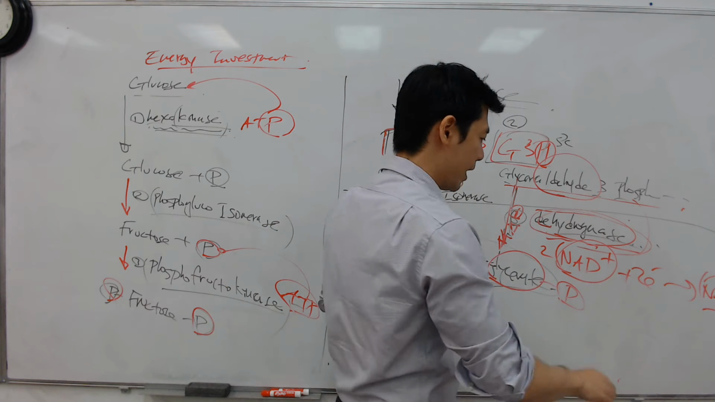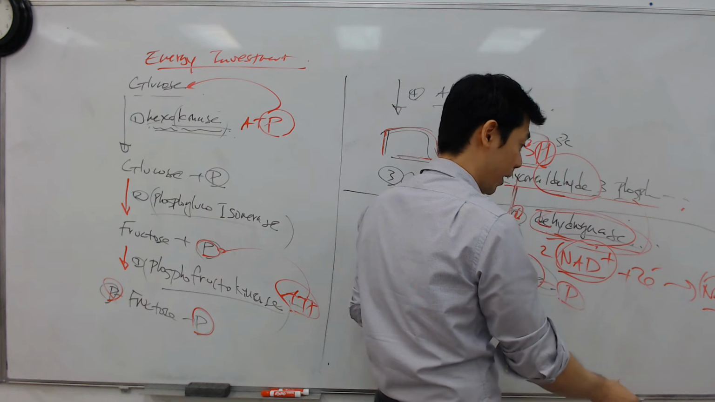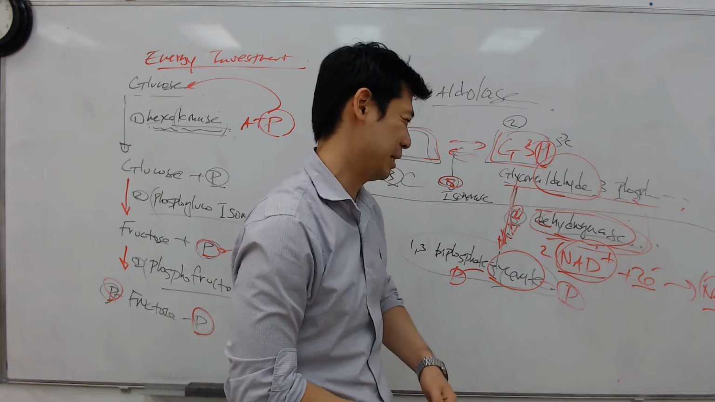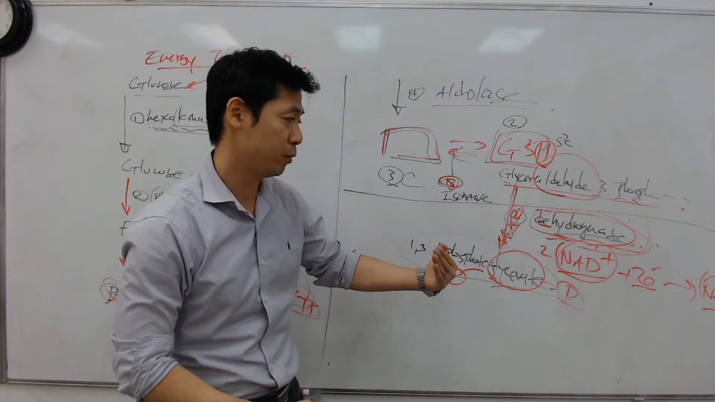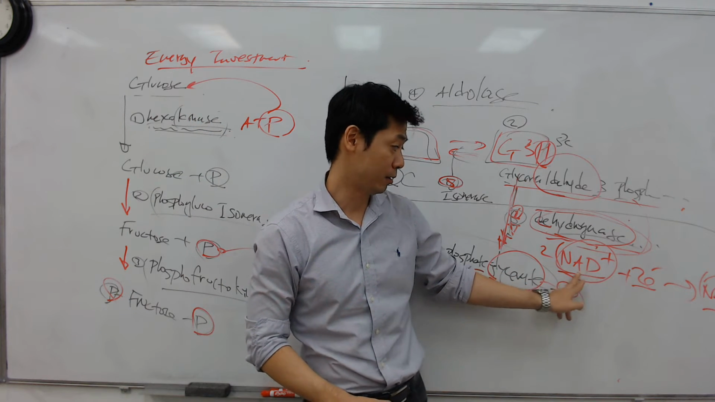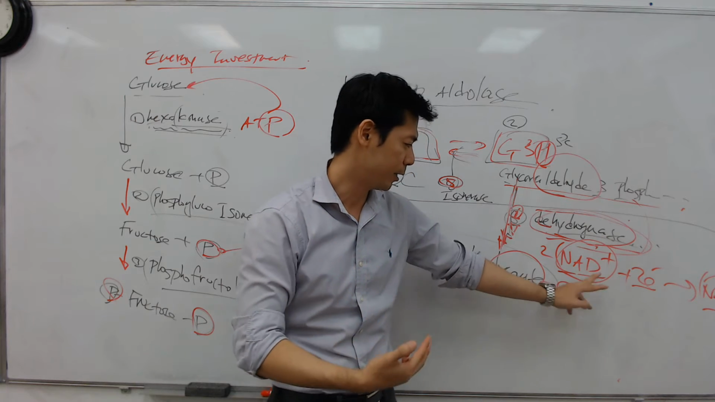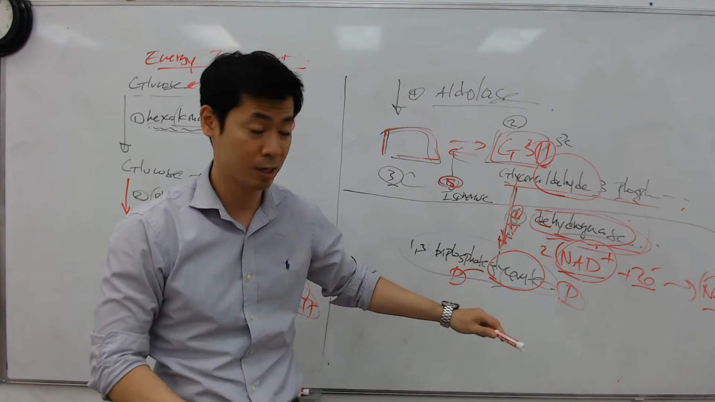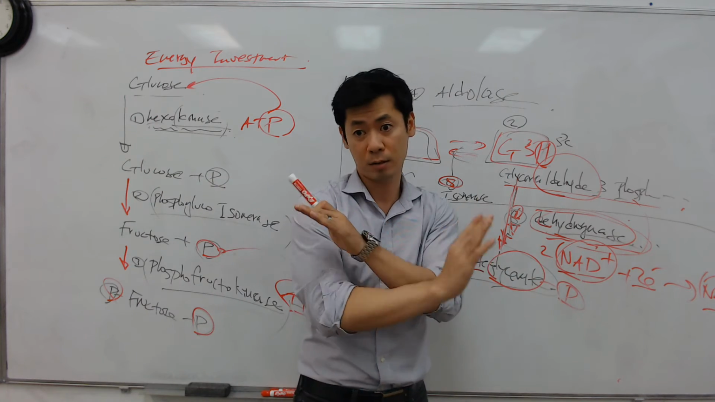So without NAD plus present, which is the one that gets reduced, while this is the one that gets oxidized, it's not going to happen. So NAD plus, nicotinamide adenine dinucleotide, must be present in order for this process to happen. Otherwise, if you run out of this, what happens? It's not going to happen.